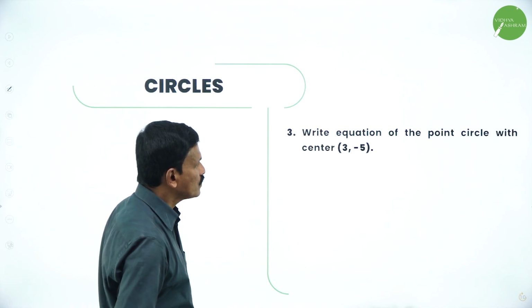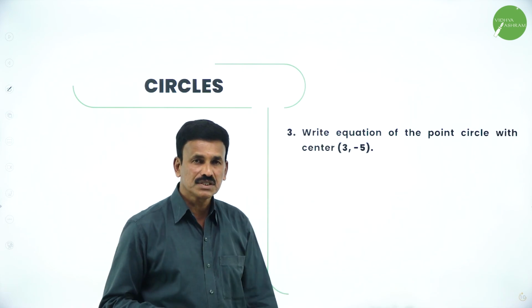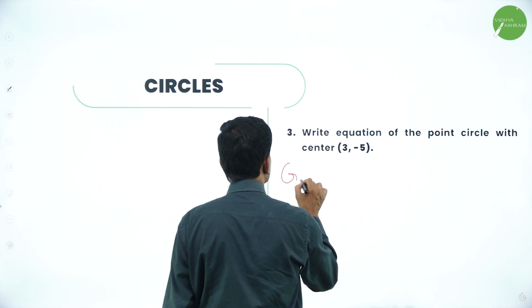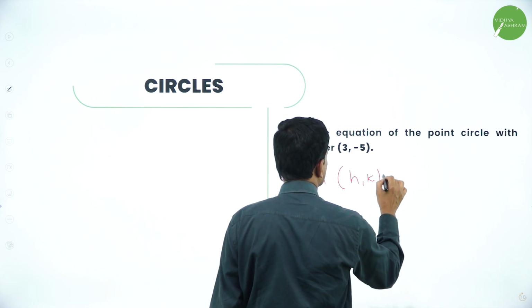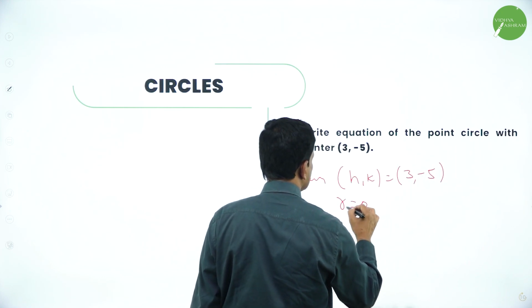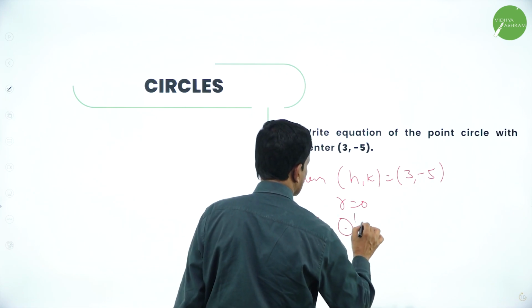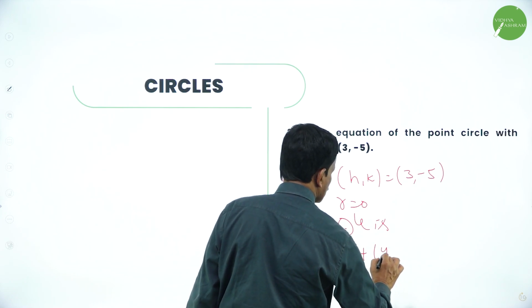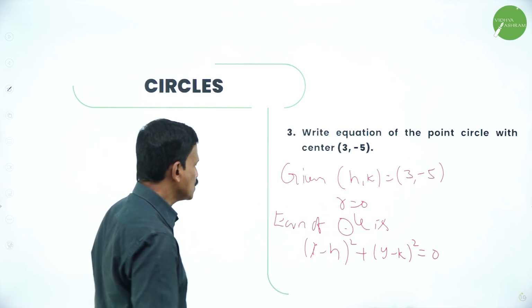Write the equation of the point circle with center (3, minus 5). According to the definition of a point circle, the radius of the circle must be equal to 0. So given this is the center (h, k), the center is equal to (3, minus 5). Since it is a point circle, radius is equal to 0. The equation of the circle is x minus h whole square plus y minus k whole square is equal to r square. r square is 0. Right.